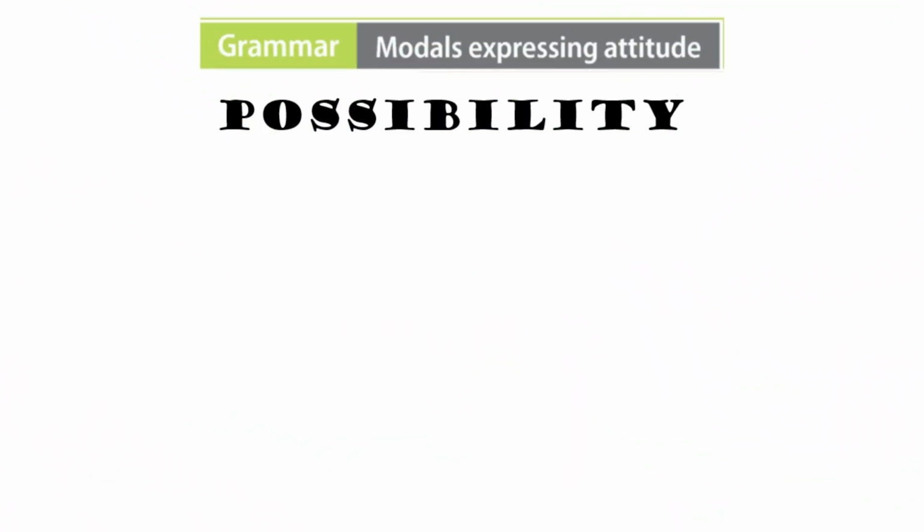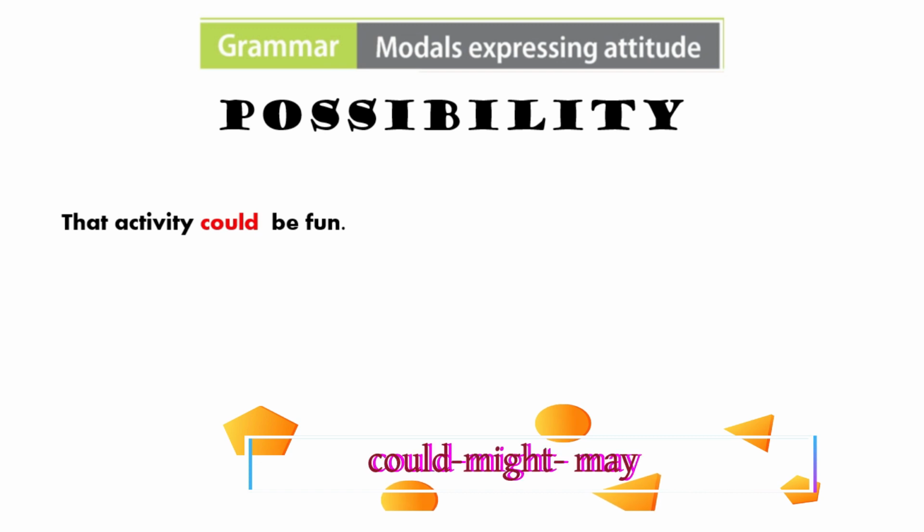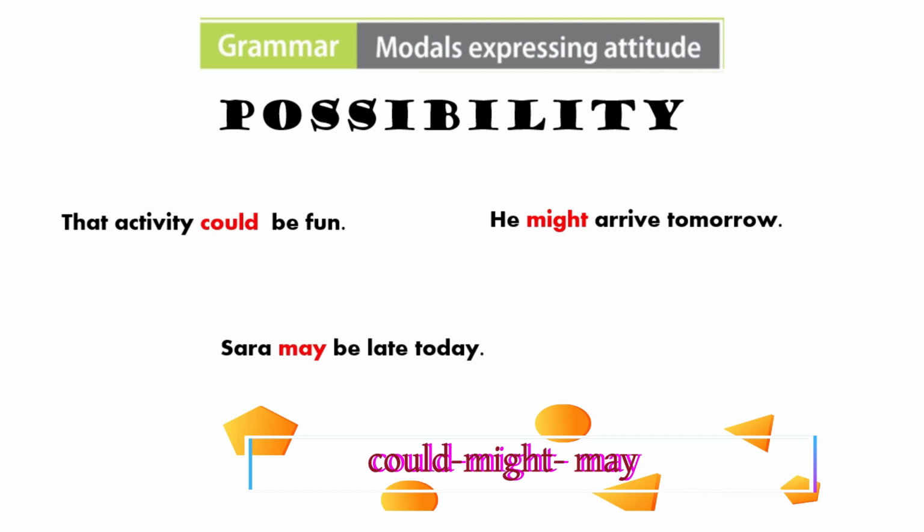The first one is modals that express possibility. For example, that activity could be fun. It's possible. He might arrive tomorrow. It's possible he'll arrive tomorrow. Sarah may be late today. It's possible she'll be late.